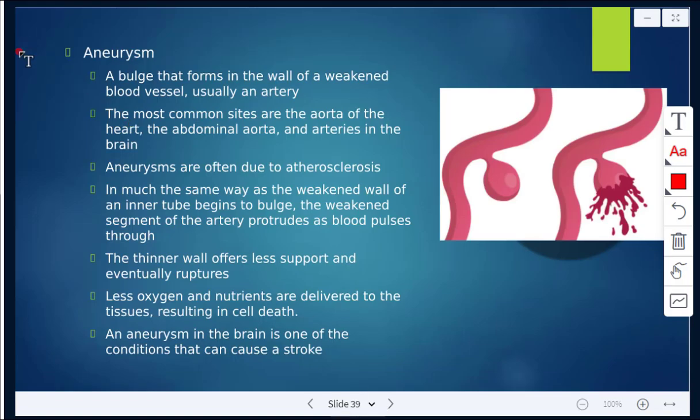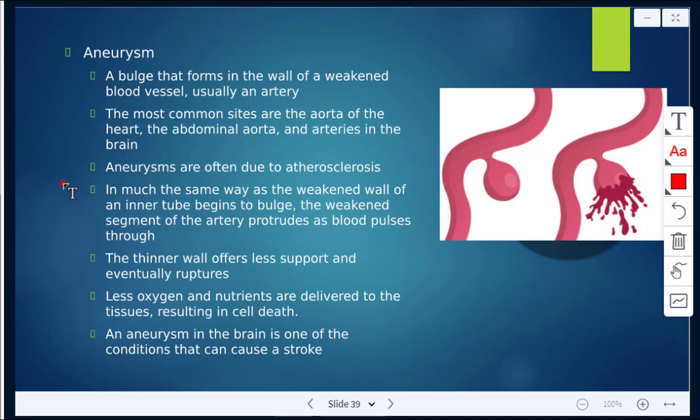All right, an aneurysm. This is a bulge that forms in the wall of a weakened blood vessel, usually an artery. All right, so this is an artery here. We can see this bulge. So that's the weakened area of that blood vessel. The most common sites are the aorta of the heart, the abdominal aorta, and arteries in the brain. And these aneurysms are often due to atherosclerosis.